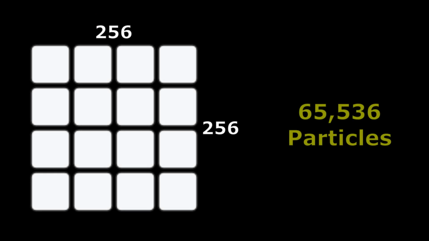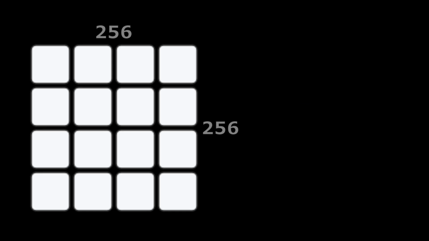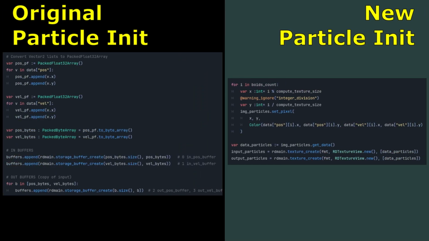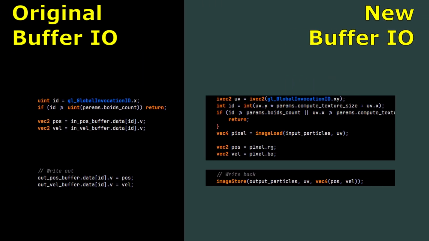That means it can hold just over 65,000 different particles, even though we don't necessarily want or need to use them all. Of course, this also means we'll need to update the original particle initialization code in GDScript and change the compute shader to read and write particle data from the images instead of using the original array buffers.